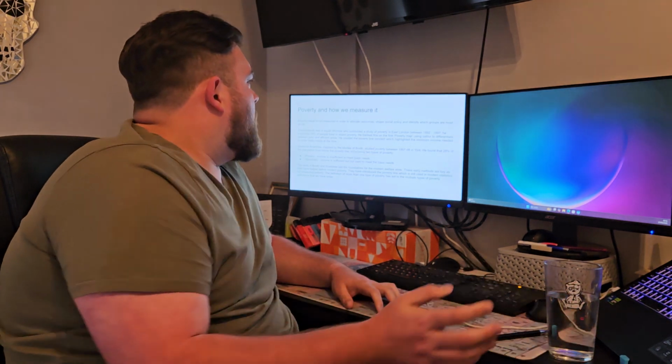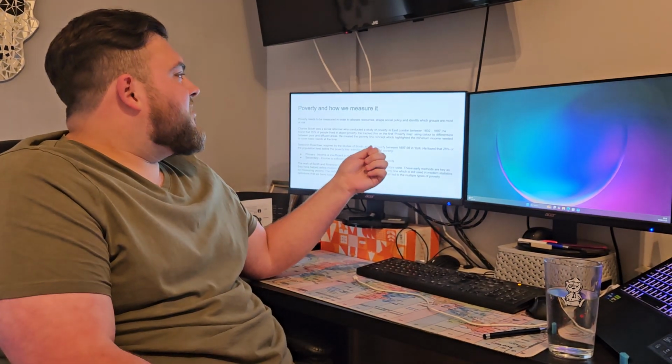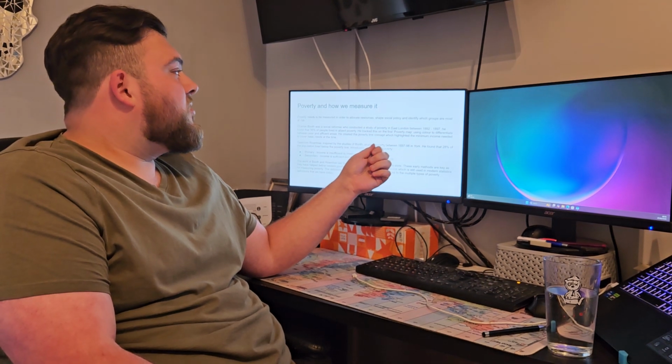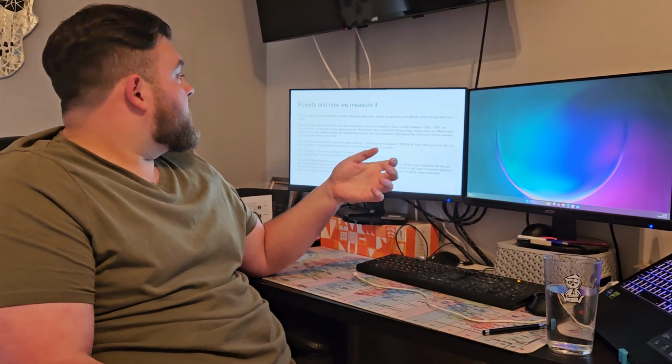So what is poverty, and how and why do we measure it? Poverty needs to be measured in order to allocate resources, shape social policy and identify the groups and people who are most at risk.